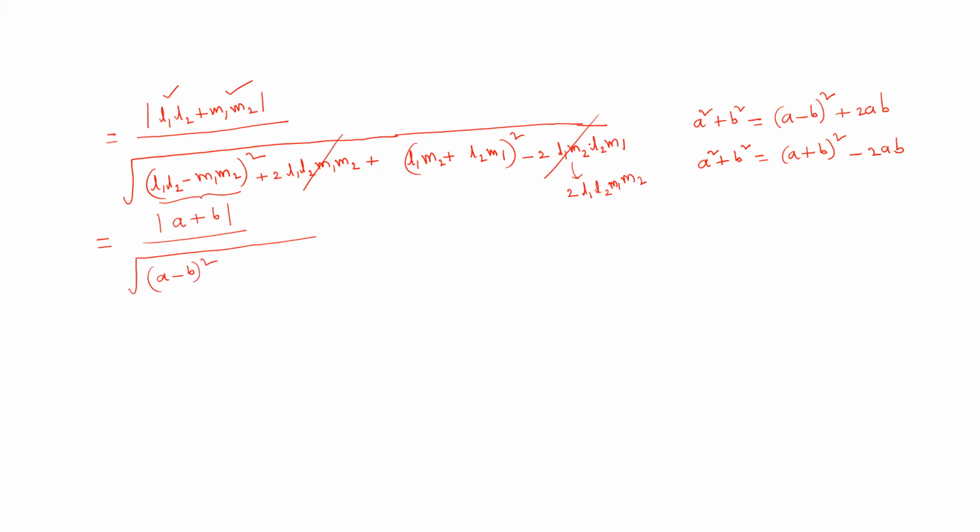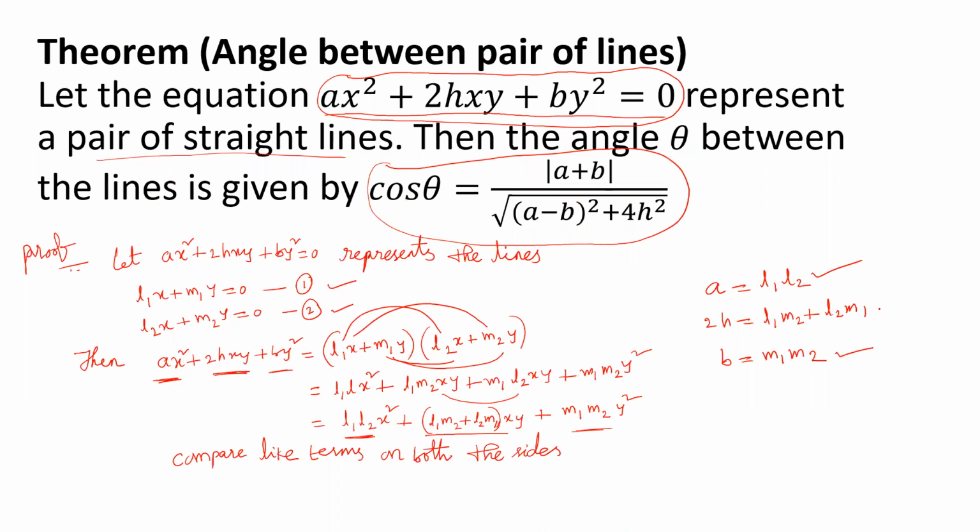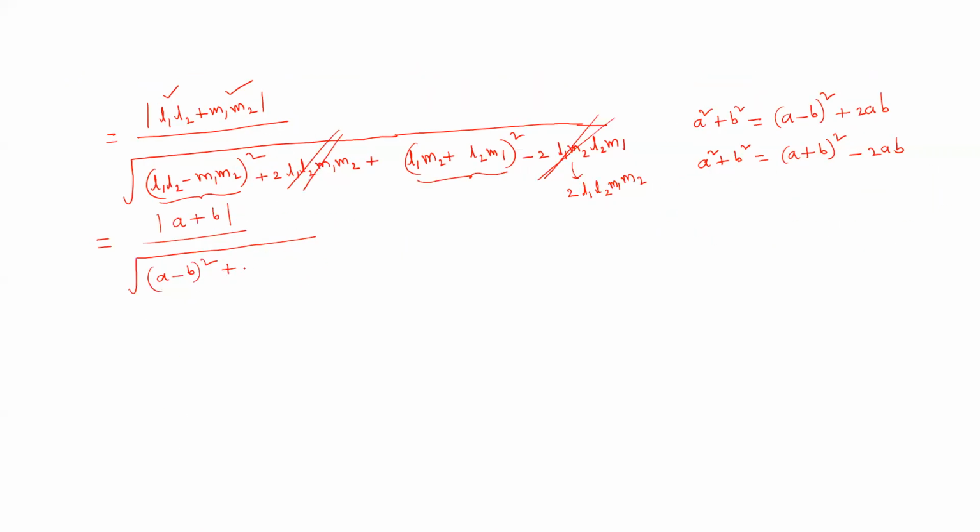So this is a negative term here and it is a positive term, both are cancelled. The remaining plus here, L1 M2 plus L2 M1, from comparison, that is 2h. It is 2h whole square. Then mod of a plus b by root of a minus b whole square plus 2h whole square is 4h square. This is the proof for the first theorem.